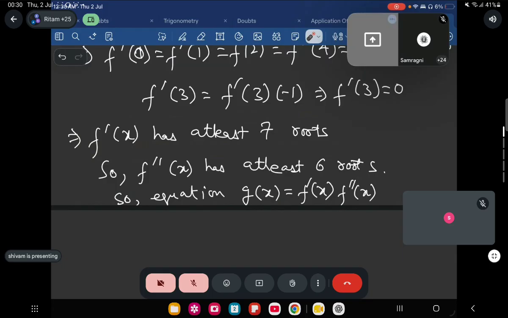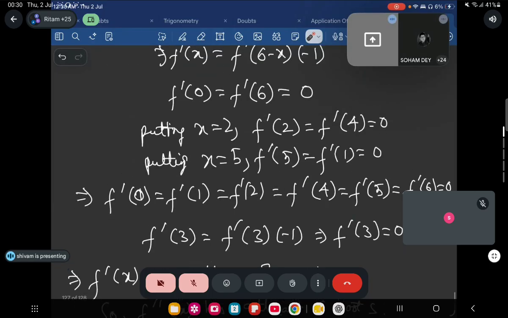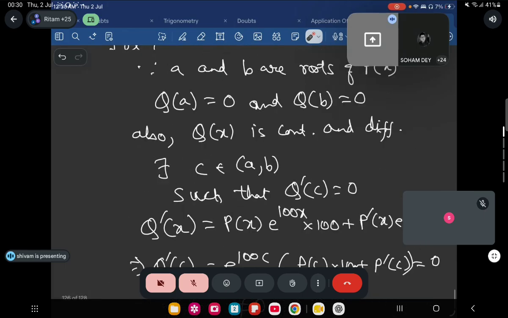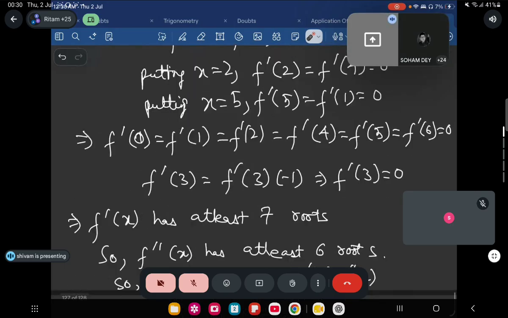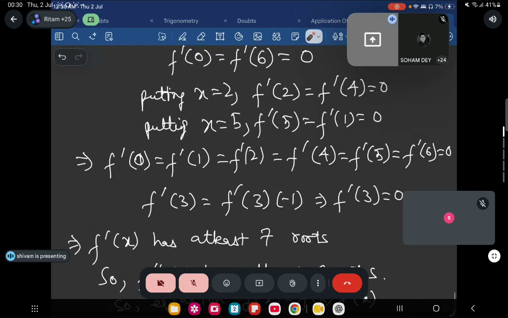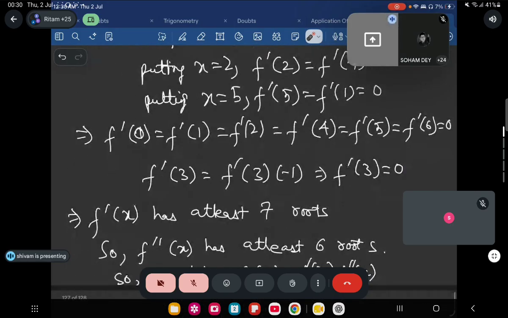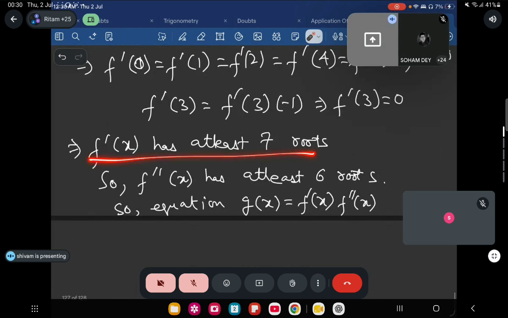Sir, how is f dash 4 coming as 0? Because over here f dash 2 is given as 0, right? Oh, it's 0 actually. In the question it was given. So when you substitute x equal to 2, you'll get f dash 2 is equal to f dash 4 is equal to 0. So f dash x has at least 7 roots. Right, tell me.